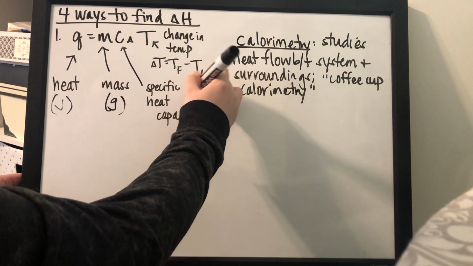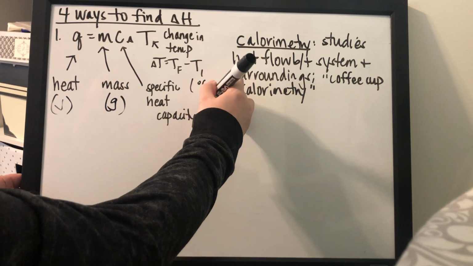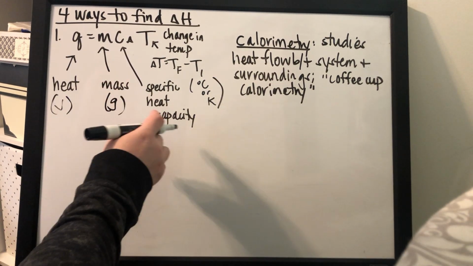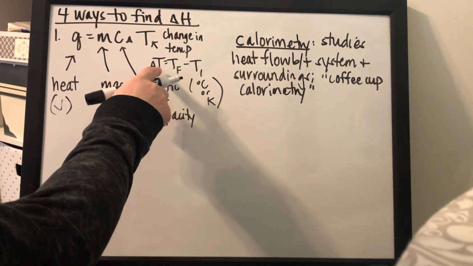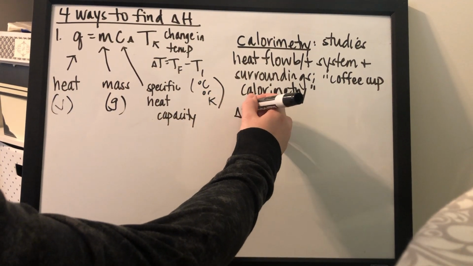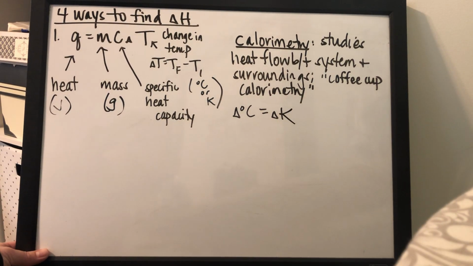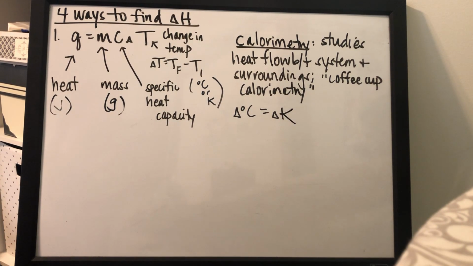And that can be in degrees Celsius or in Kelvin, keeping in mind, and this is a big takeaway, that a change in temperature in Celsius is equal to a change in Kelvin. So there's no need to convert in the thermochem chapter. If you raise something's temperature by 10 degrees Celsius, you also raise it by 10 Kelvin. So there's no need to do a conversion. A delta T can be represented in either Celsius or Kelvin.